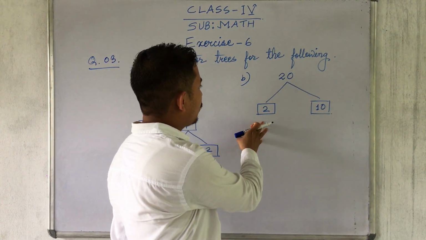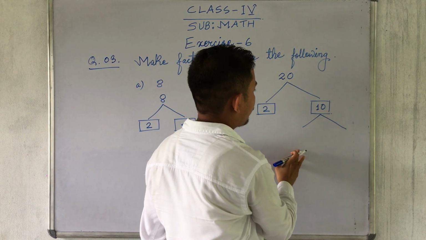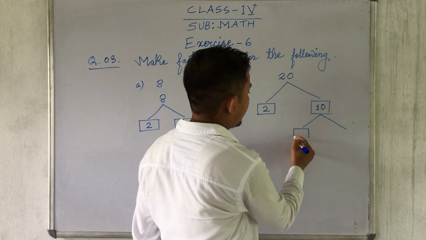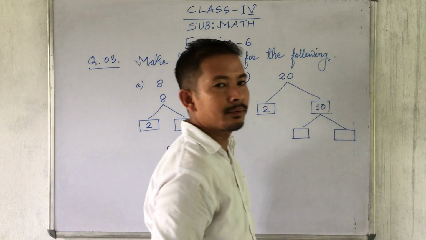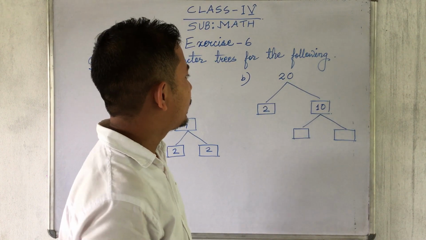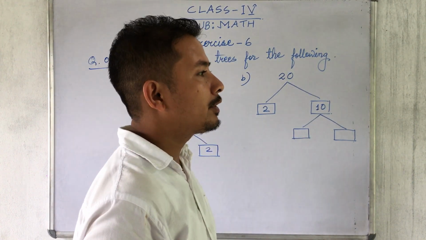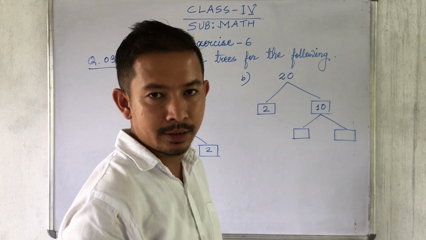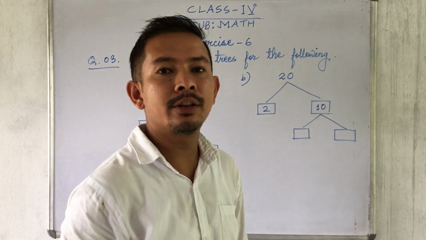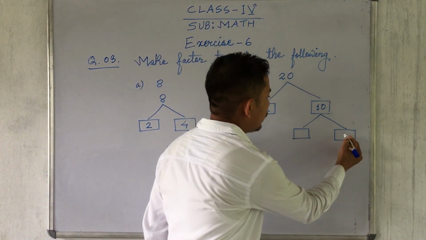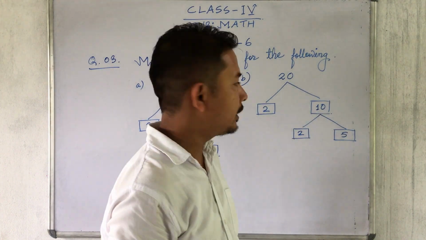Now on this side, if you see 10, we need to find the factors of 10. 10 is also in the table of 2, right? How many times 2 is 10? 5 times. 5 times 2 is 10. That means 2 and 5 are the factors of 10.